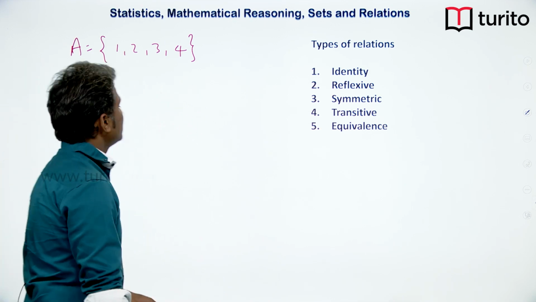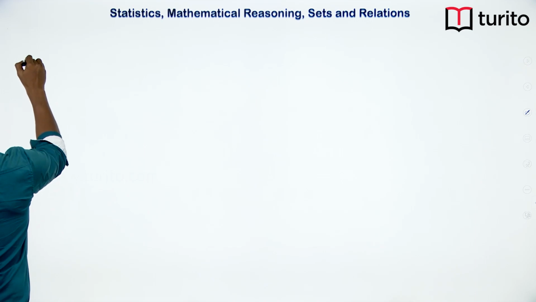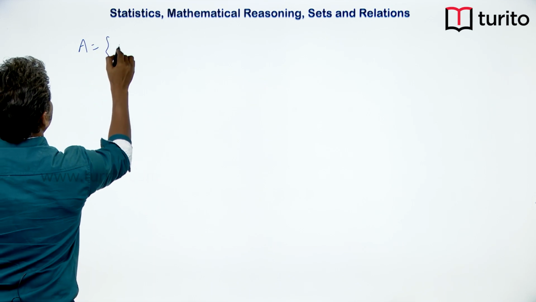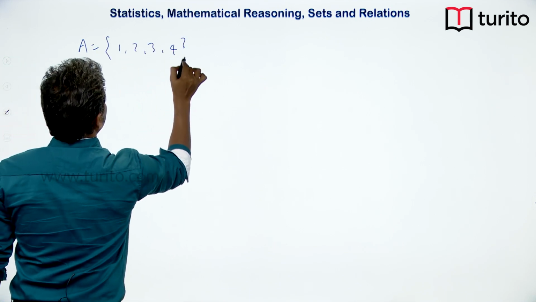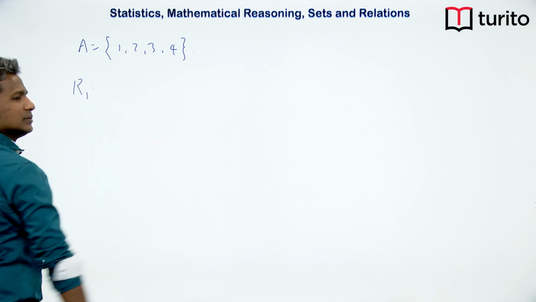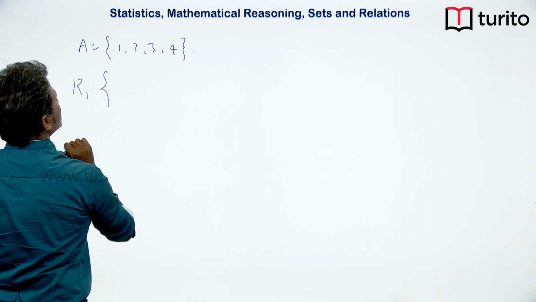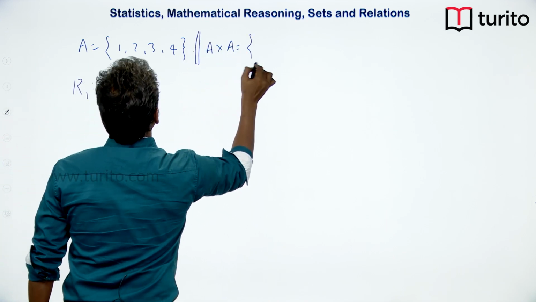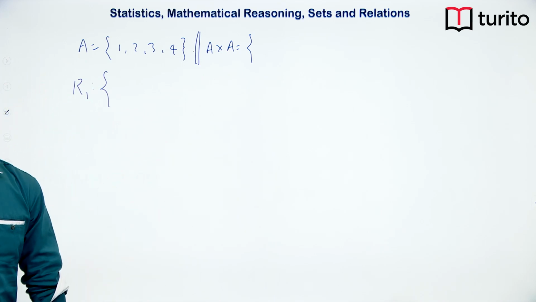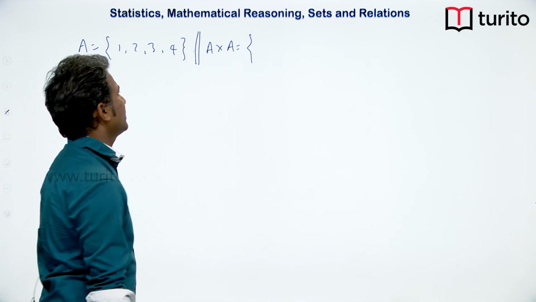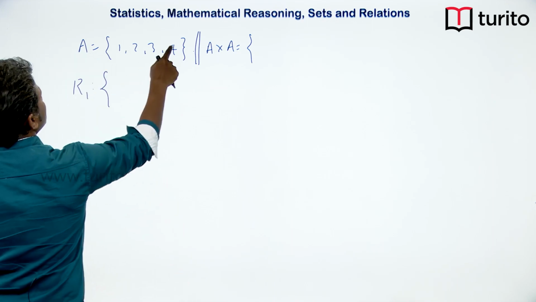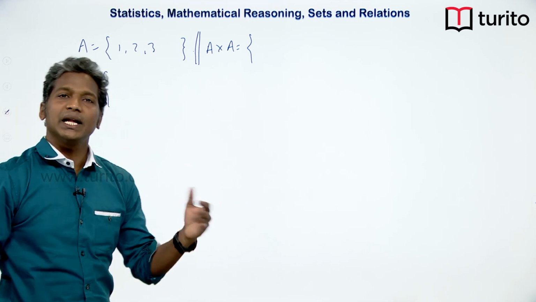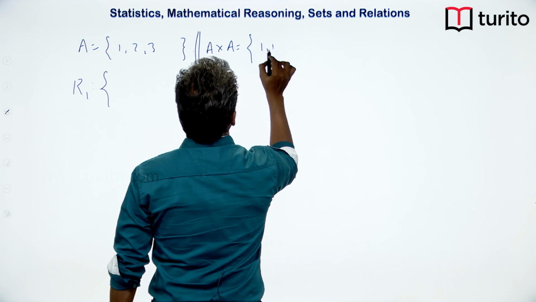So I will just take this onto the next page. Okay. So let me take a set here 1, 2, 3, 4 and let me take one relation R1. In fact here if I take A cross A, this will have how many elements? It will have total 4 into 4, 16 elements. Now for simplicity, I will take only 3 elements here. So A cross A will contain 9 elements. Now let me list down all 9 elements.